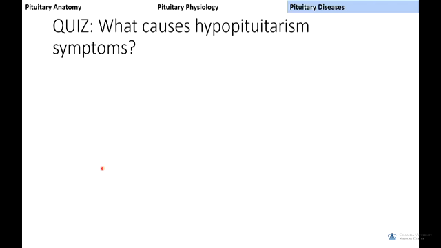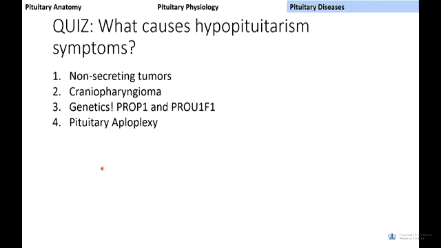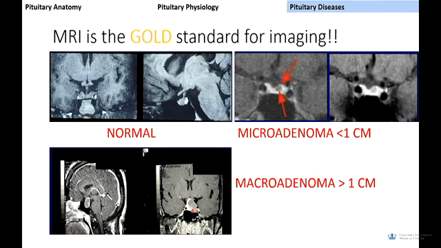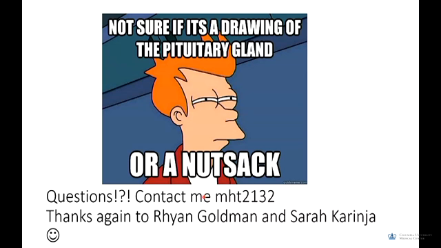So I don't think we have time for the quiz, but basically the 5 causes of hypopituitarism are non-secreting tumors, craniopharyngiomas, genetics, pituitary apoplexy, and Sheehan's. MRI is the gold standard for imaging, so we can have, this is a normal, this is a microadenoma, so it's less than 1 centimeter, and then on the bottom, this is a macroadenoma that's greater than 1 centimeter, and that's it. Email me if you have any questions. Thank you.